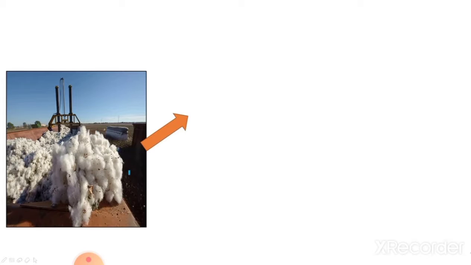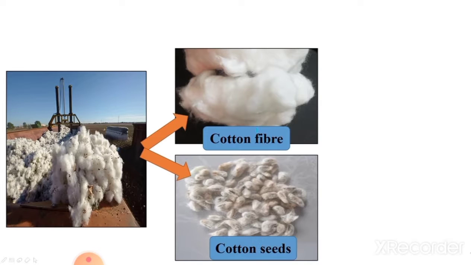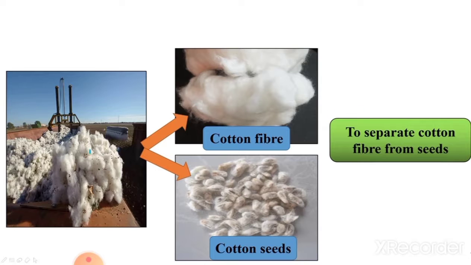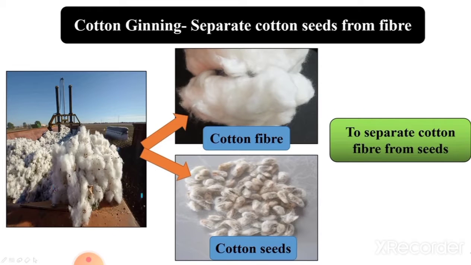Okay, this example you have studied in your chapter 3, Fiber to Fabric. I hope you remember it, right? We have studied about cotton ginning, right? What is cotton ginning? A process in which cotton fiber is separated from cotton seeds, right? So this process, this cotton ginning, is also a separation process. What are we doing? We are separating cotton fiber from cotton seeds, right?